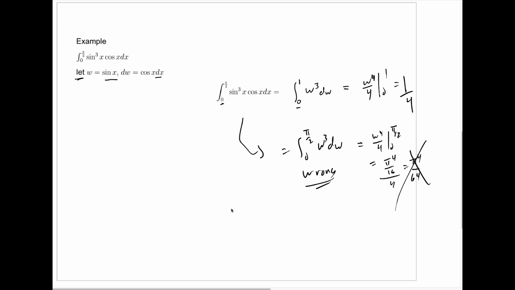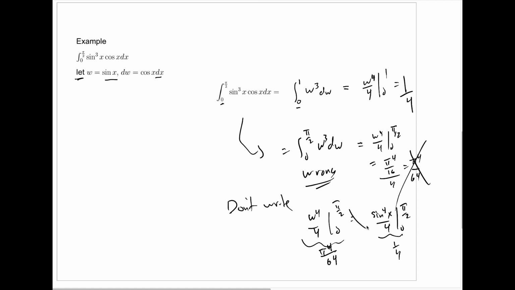And don't write that w to the 4th over 4 from 0 to pi over 2 is the same as sine to the 4th x over 4 from 0 to pi over 2. Remember, this expression means pi to the 4th over 64, whereas this expression means sine to the 4th of pi over 2, which is 1 over 4 minus 0, which is 1/4. They are not the same.